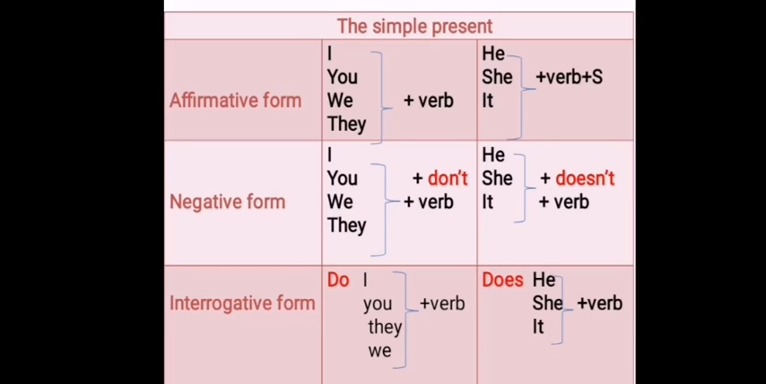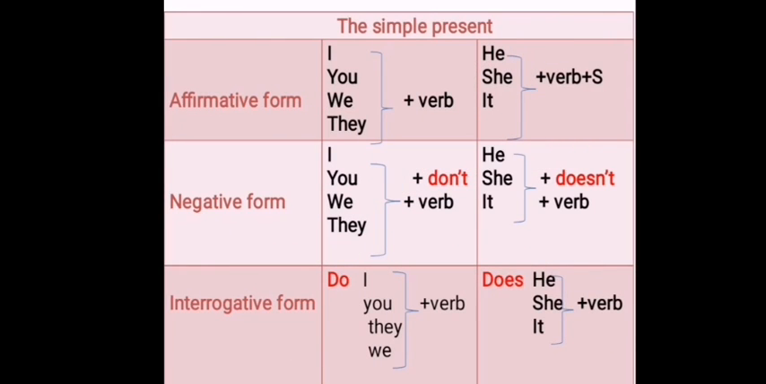Okay, so this is really important, guys. In the affirmative form with I, you, we, they, we just put the verb. In the negative form, I, you, we, they plus don't plus verb, and in the interrogative form, do plus I, you, they, we plus verb. With he, she, it, in the affirmative form, we just add an S to the verb. In the negative form, he, she, it plus doesn't plus verb. And in the interrogative form, does plus he, she, it plus verb. We're going to see more examples so that you understand.